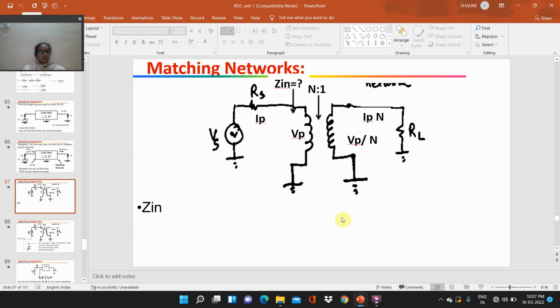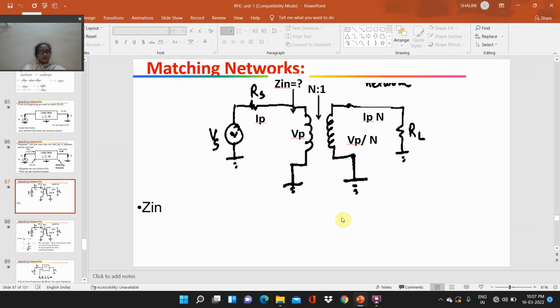Here the source voltage is there, the source resistance is there, the primary voltage is there, N to 1 transformer turns are there, and then the current and the voltage V2 and V1 in the secondary of the transformer, that is across the RL.